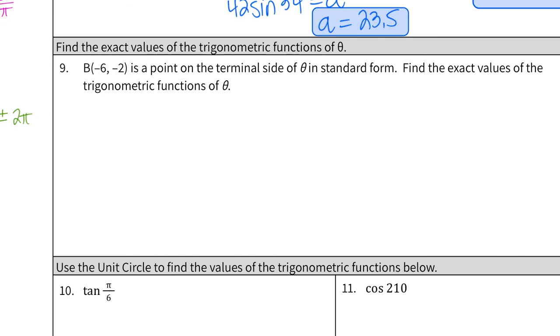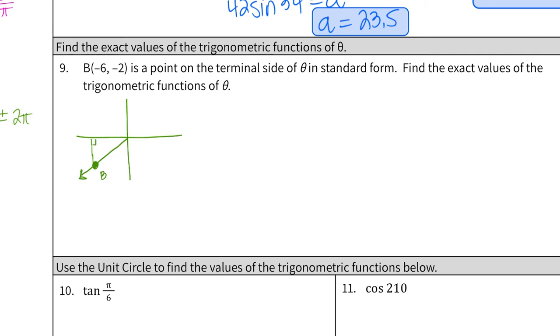Okay, so I'm going to draw us a picture here. There's our coordinate plane. It doesn't have to be super exact. (-6, -2) means that has to be in quadrant 3. That would be somewhere down here. So our angle that they're talking about is something that's going exactly through that point. So that's point B. So you have to create a triangle here.